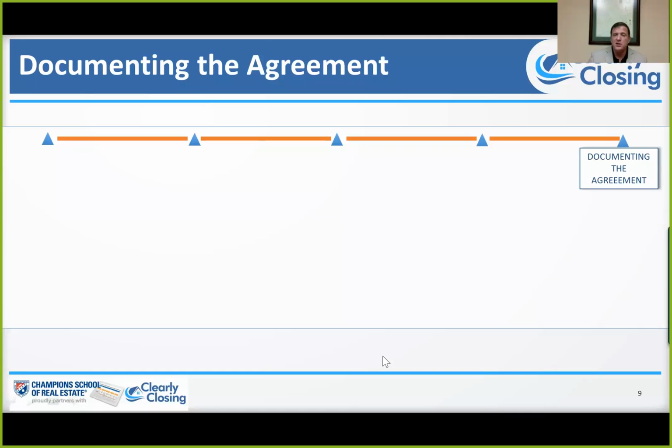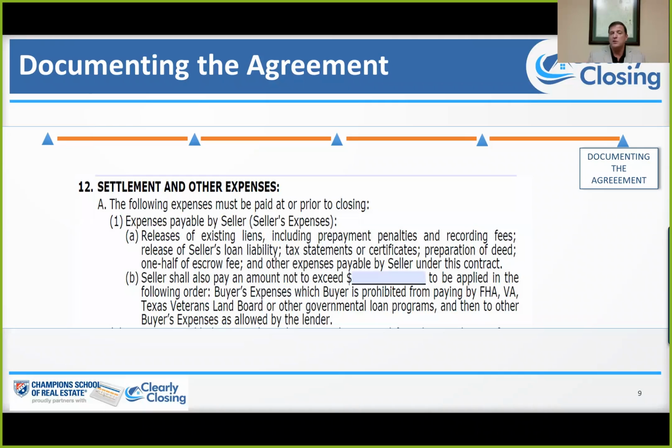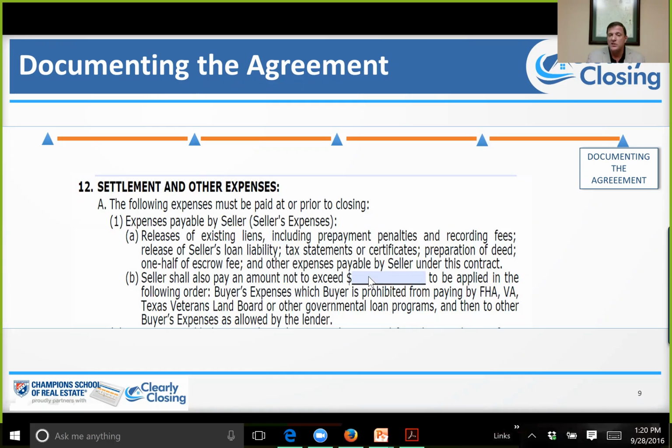Now, what about documenting the agreement? How do we document what the agreement is between the buyer and seller? Paragraph 12, as a lot of you may already know, paragraph 12A1A is where we put the amount of closing costs that the seller is going to pay on behalf of the buyer. That's the figure that goes in that blank there.